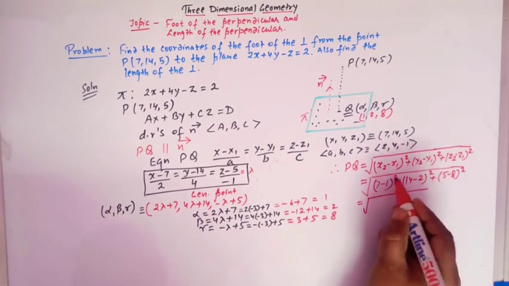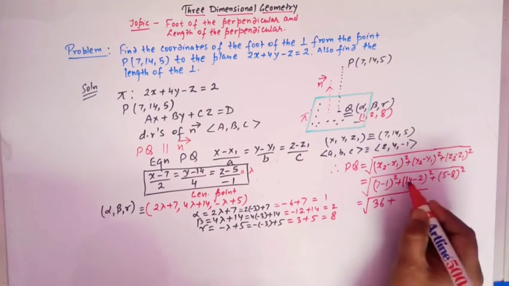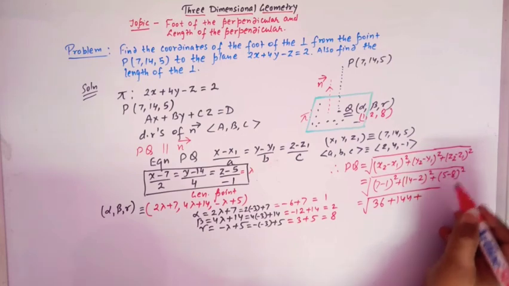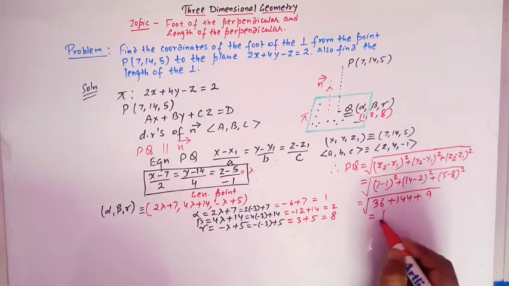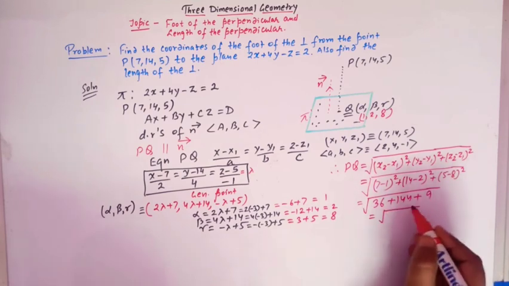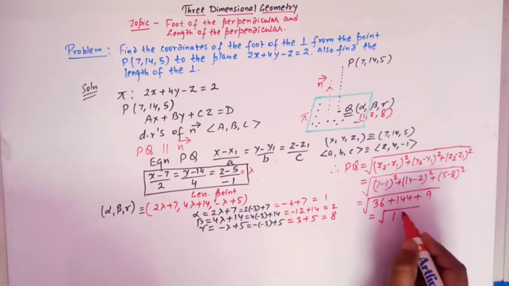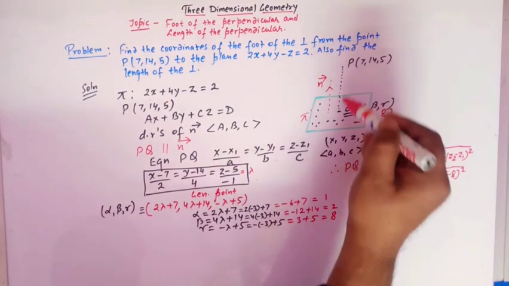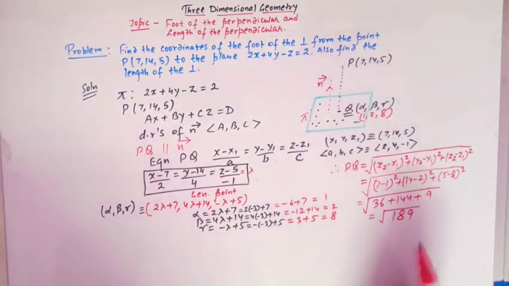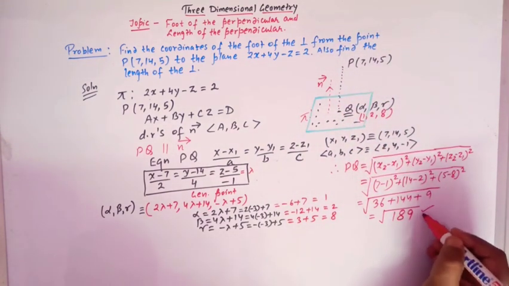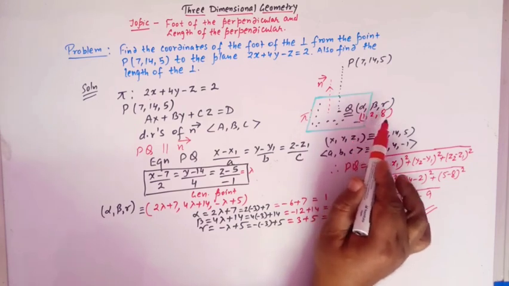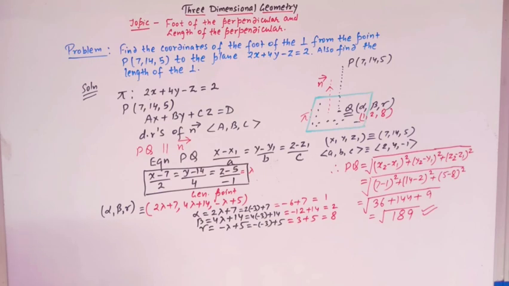So here we have 6 square, this is 36, and here we have 12 square, 144, and here we have minus 3 square, that is 9. These three numbers add up to 189. So viewers, the length of this perpendicular is square root of 189, and the foot of the perpendicular has coordinates 1, 2, 8. So this is how we solve this problem.